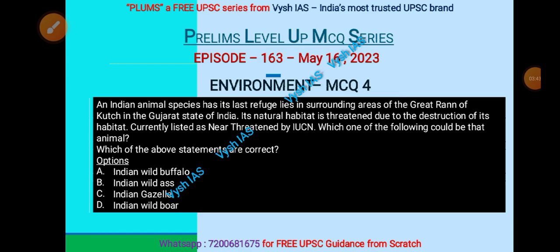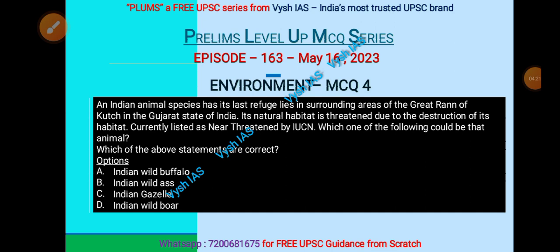Now the fourth MCQ: an Indian animal species that has its last refuge in the surrounding areas of the Great Rann of Kutch in Gujarat state. Its natural habitat is threatened due to destruction, and it is categorized under the near threatened category by IUCN. Which animal could that be? Your options are Indian wild buffalo, Indian wild ass, Indian gazelle, or Indian wild boar.